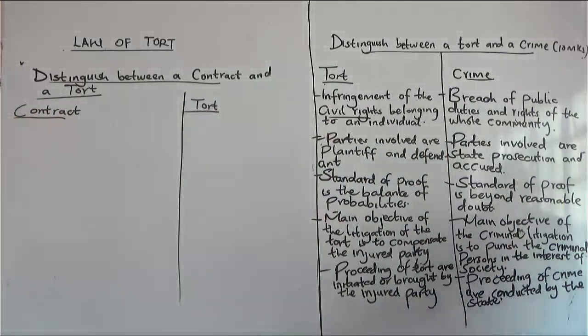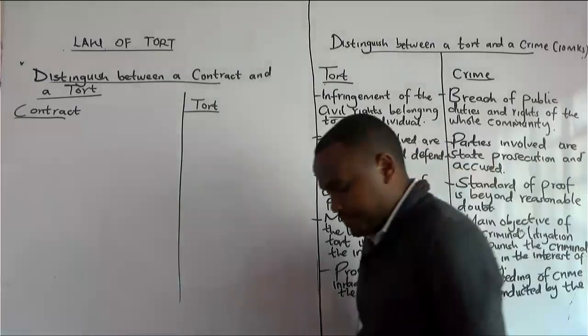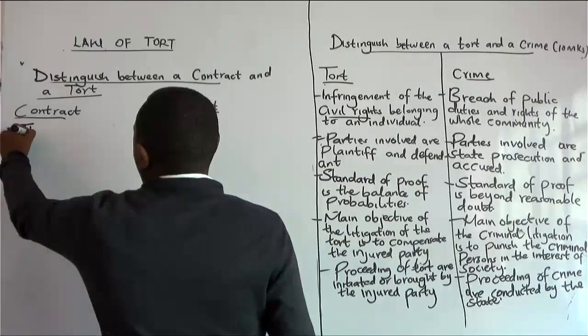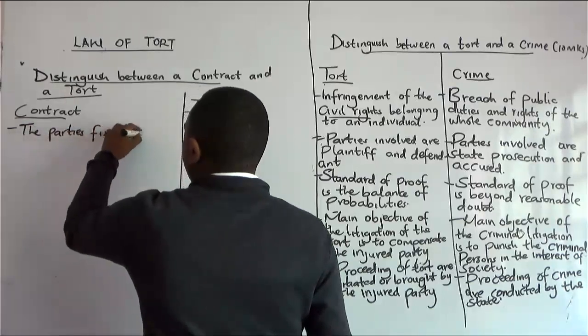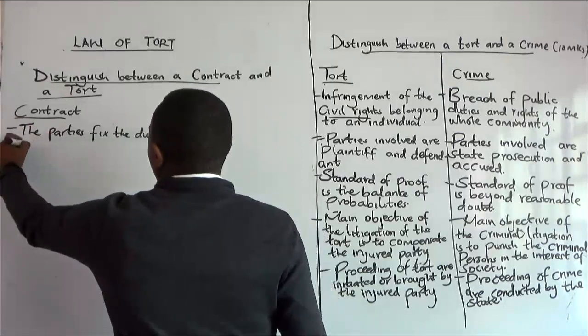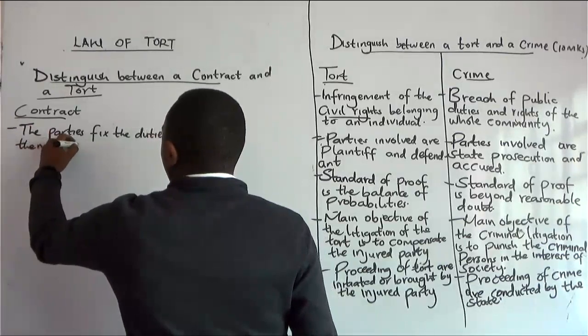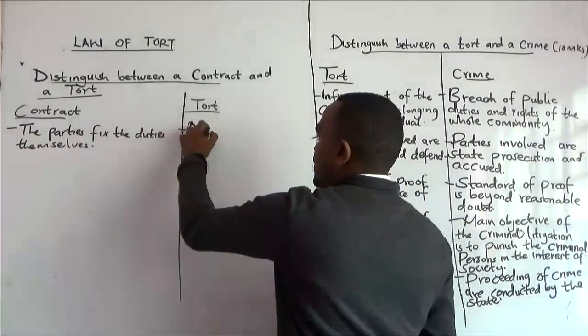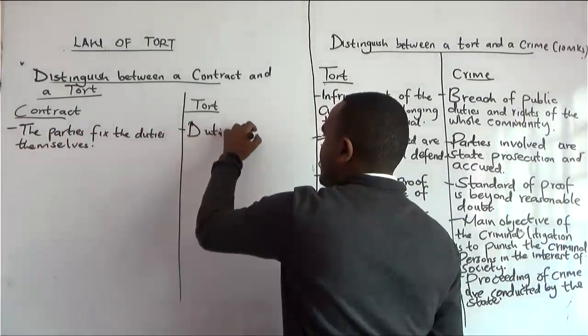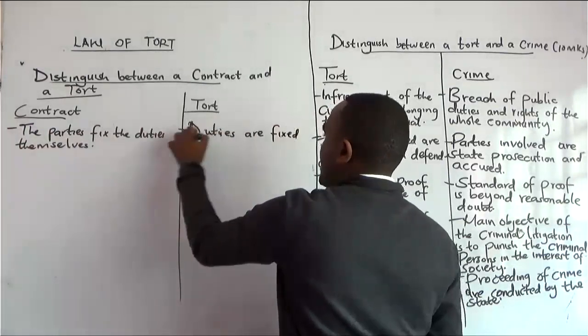You can say for the contract, we can start with the contract. The parties fix the duties themselves. For the contract, the parties fix the duties themselves. Here, the duties are fixed by the law.